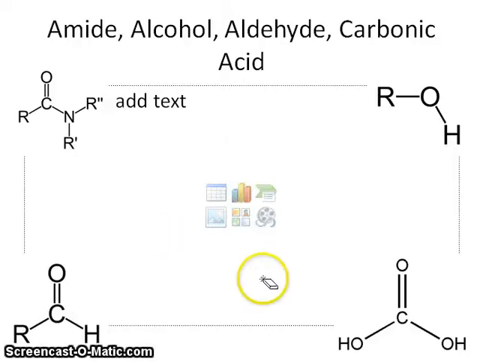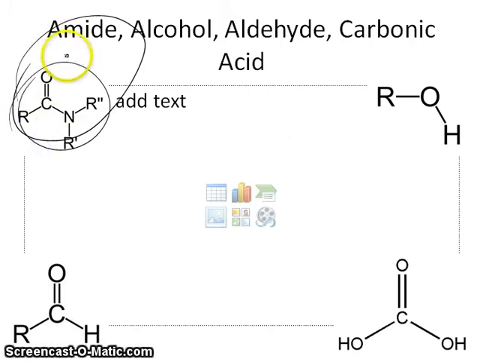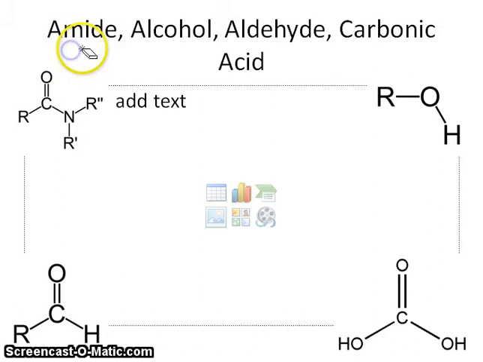Alright, so in this video I'm going to be talking about amide, alcohol, aldehyde, and carbonic acid. Right away, this here is an amide. Amide, that's what it is. And what it is is a carbon double bonded to an oxygen and single bonded to a nitrogen.